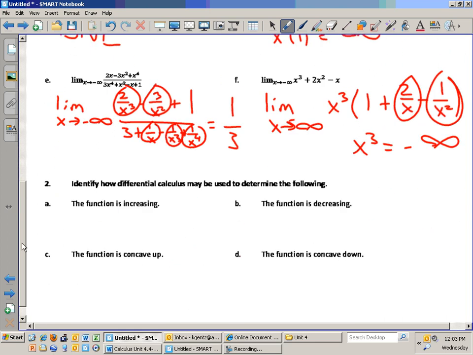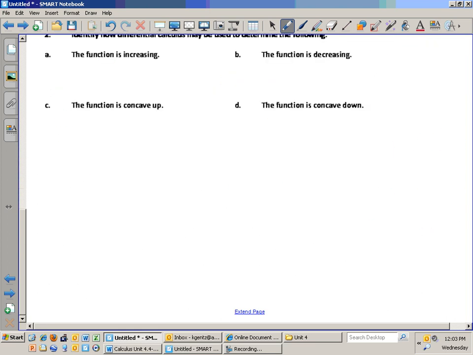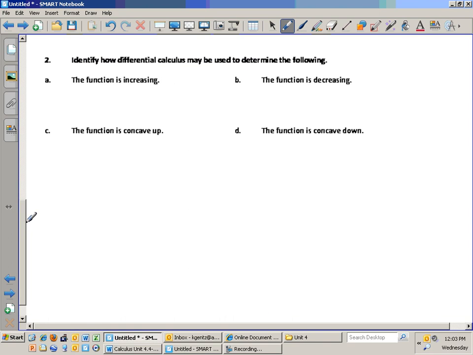All right? Okay. A for the day. Identify how differential calculus may be used to determine the following. How can you tell if a function is increasing? Excellent. F prime of x must be greater than 0. How about decreasing? F prime of x must be less than 0.